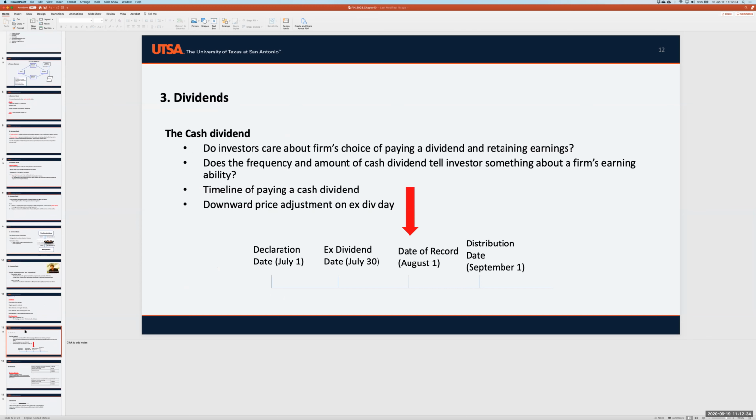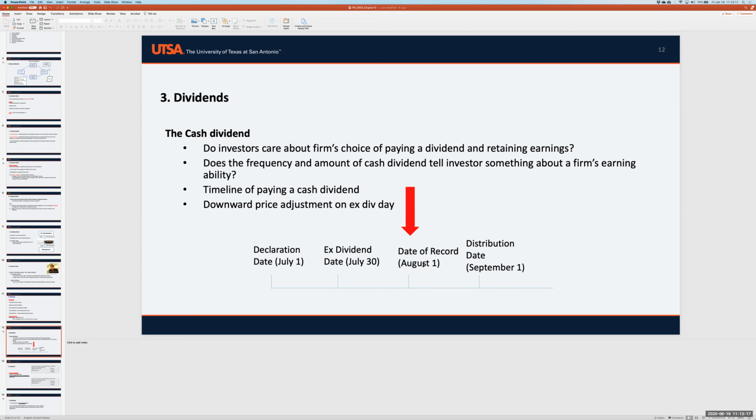Okay, let's go next. So that's important because it can be a little bit confusing with the dividend payments. Do investors care about firms' choice of paying a dividend and retaining earnings? Yes. And does the frequency and amount of cash dividend tell investors something about a firm's earning ability? Yes, exactly. Timeline of paying a cash dividend. So this timeline is the declaration of the dividend, the ex-dividend date, the date of record of the dividends, and the distribution date. These are all different dates for the dividends.